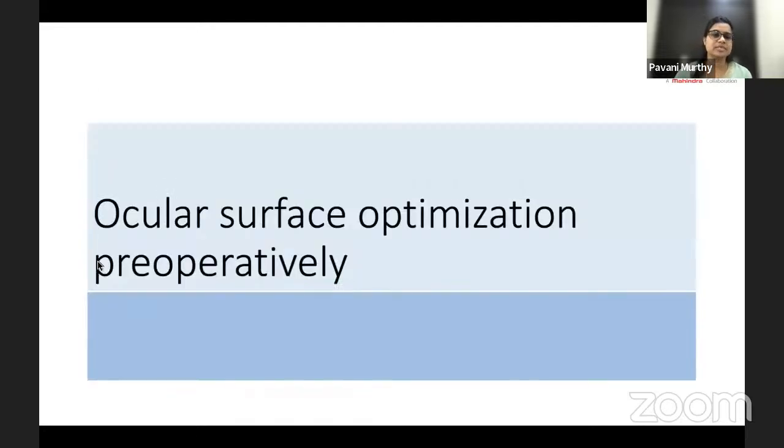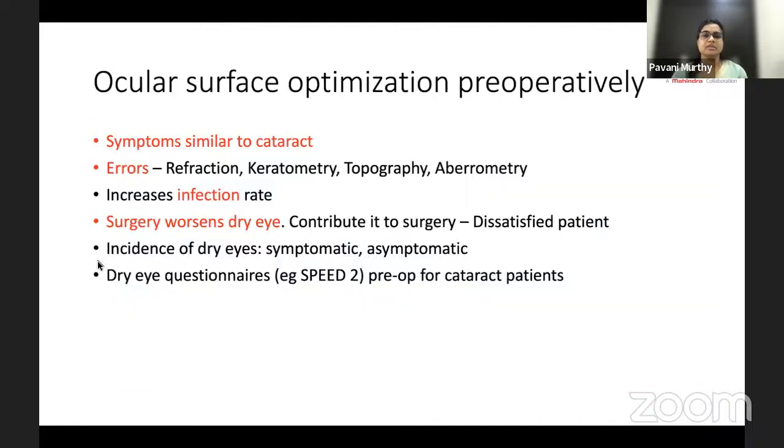A word about ocular surface optimization preoperatively. It is important to note that patients who are suffering from dry eyes have symptoms very similar to cataract. They can present with nighttime glare, halos, decreased vision, etc., and can be easily confused with having symptoms being attributed only to cataract.